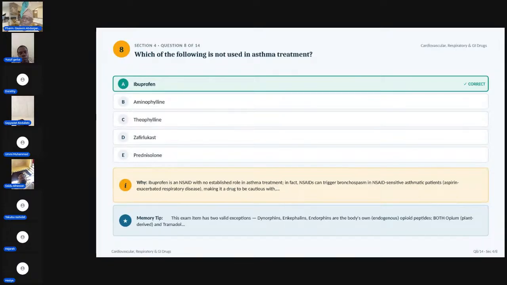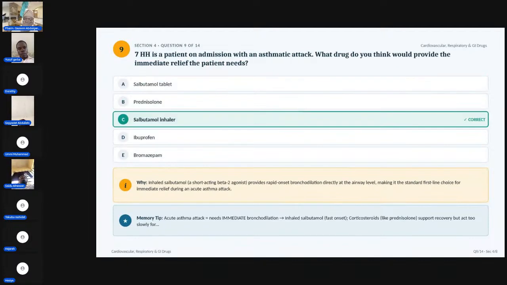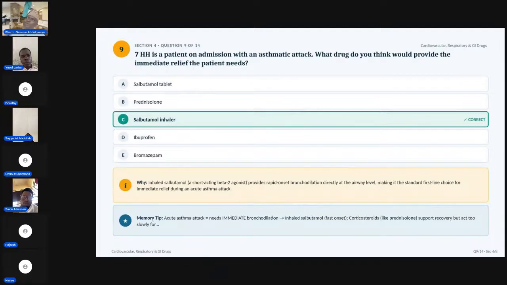However, like I mentioned, go through the options so that you will not rush and pick ibuprofen and then you now see something below. So the next one is a case study. It's saying HH is a patient on admission with an asthmatic attack. What drug do you think would provide the immediate relief the patient needs? Immediate relief. So they are asking for drugs that you can take immediately.